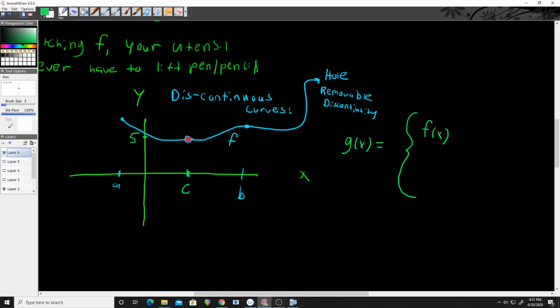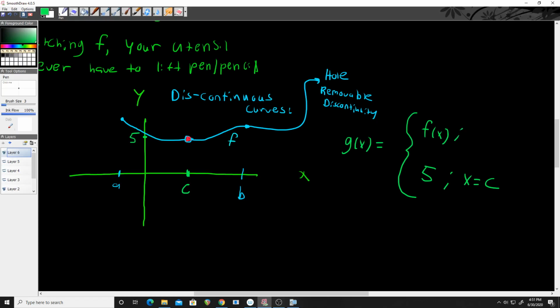And then we can throw this in. We can say, okay, well, you know what? At x equals c, this function is going to be 5. And that'll fill in. So now g is continuous now. We removed the hole. We removed the discontinuity there, okay?